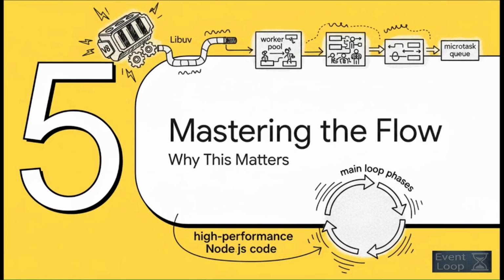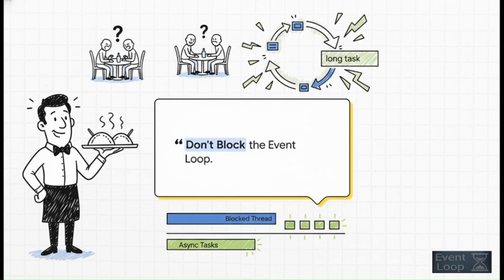So, why do we care about all this inner working? Why does this matter? Well, because understanding this dance between V8, libuv, and the backup workers, the main loop steps, and that fast track, that is the key to writing truly fast, amazing Node.js apps. And it all leads us to the number one rule, the single most important rule in all of Node.js. You have heard it before, but let's say it again. Don't block the event loop.